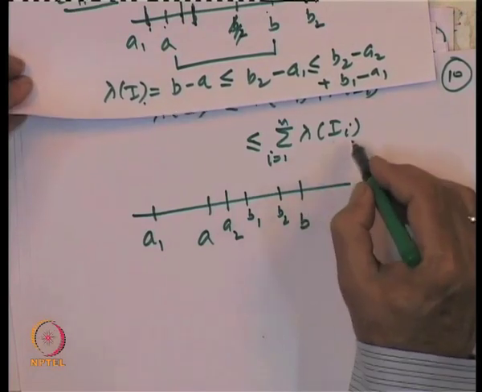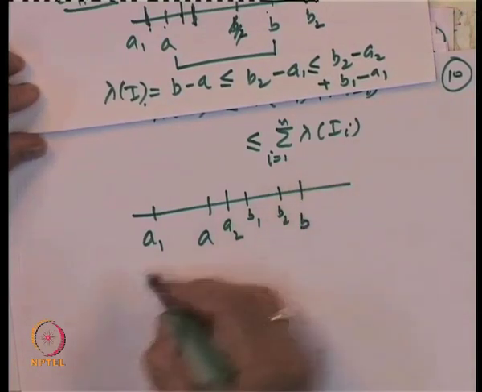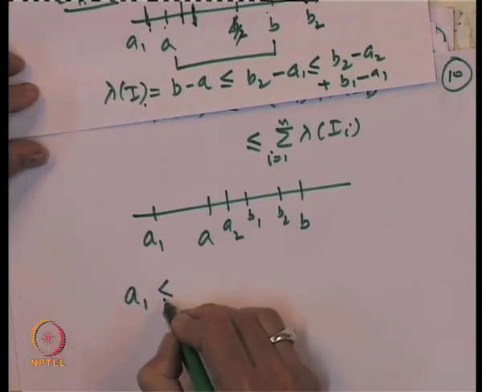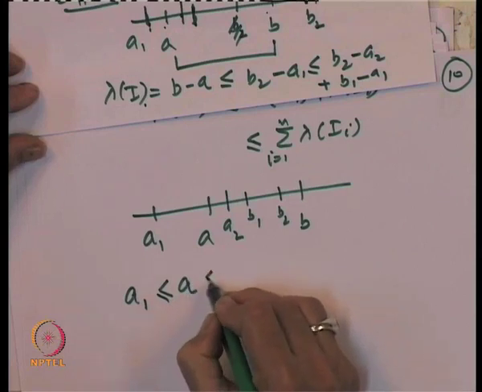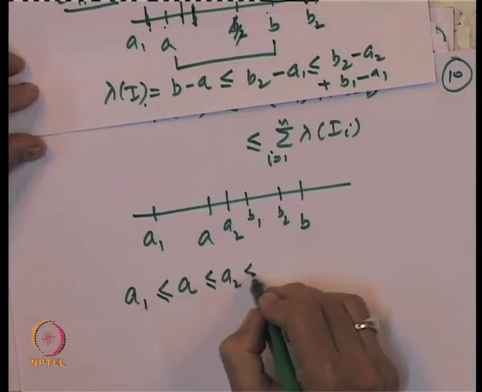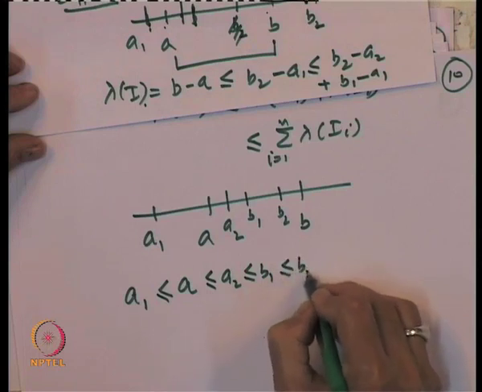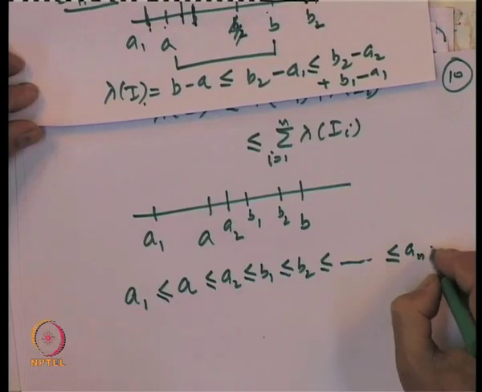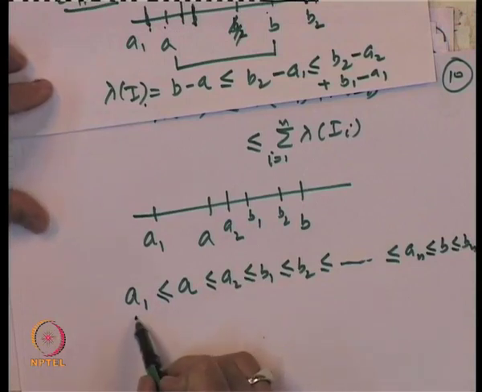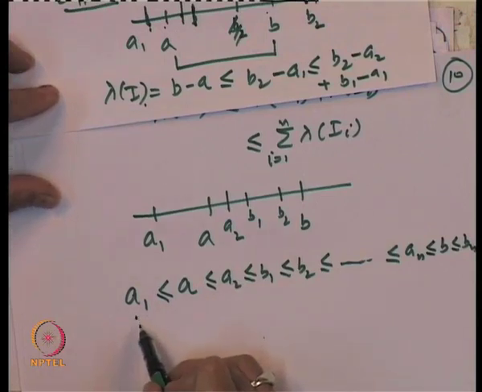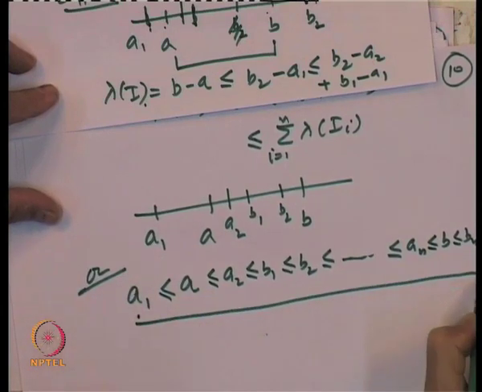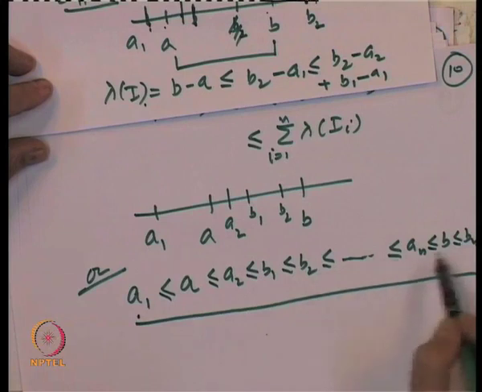So, either at some stage we will be through, or eventually if not, then we will have A 1 less than or equal to A, less than or equal to A 2, less than or equal to B 1, less than or equal to B 2, less than or equal to and so on, less than or equal to A n, less than or equal to B, less than or equal to B n. So, what we are saying is either we will be through at some finite stage, or we can rearrange eventually after n stages the end points in that way.